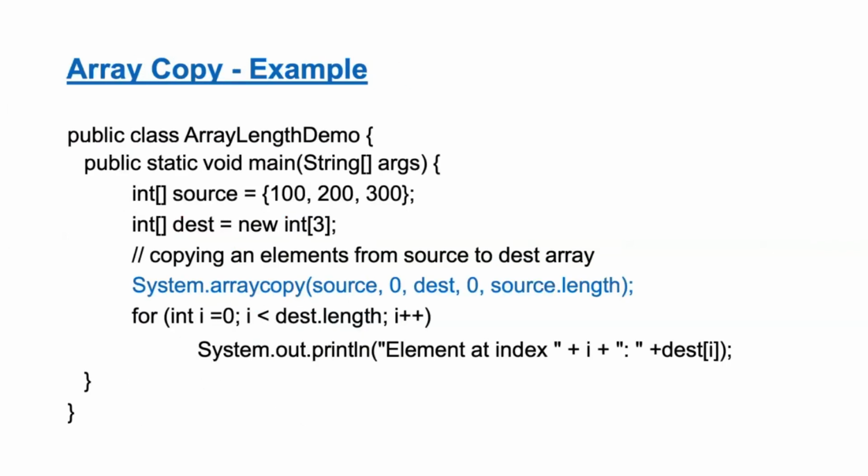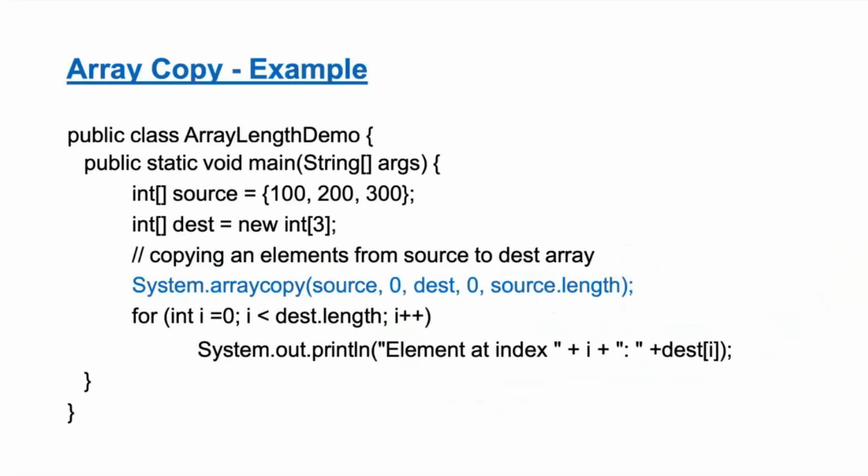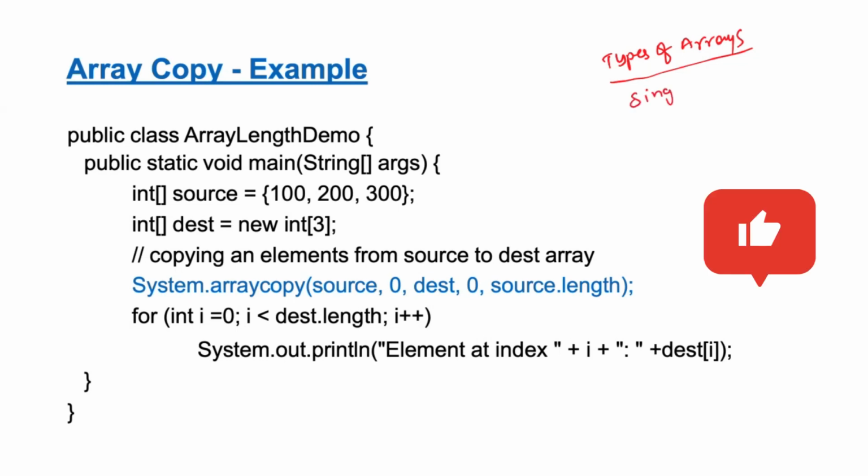So now coming to types of arrays. What are the different types of arrays? If you take different types of arrays, there are two different types. Okay, I will write it here. Types of arrays. There are two different types of arrays. That is, first one is single dimension arrays. Next one is multi-dimensional arrays.